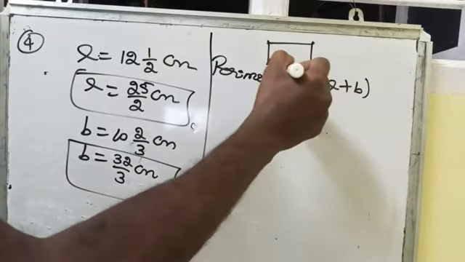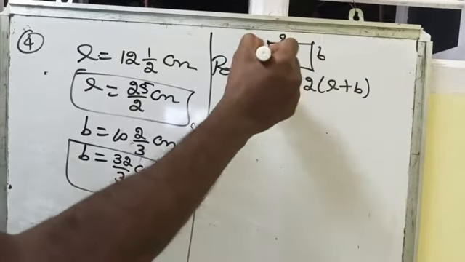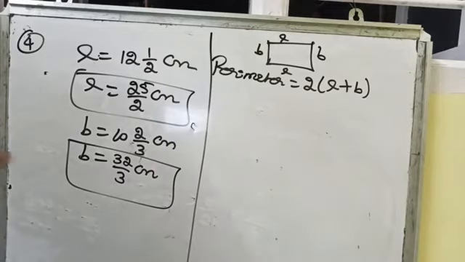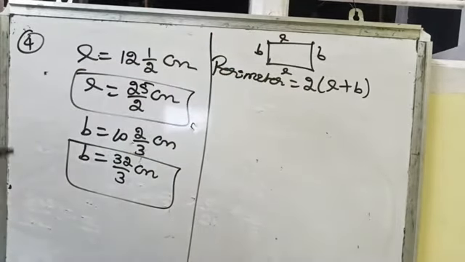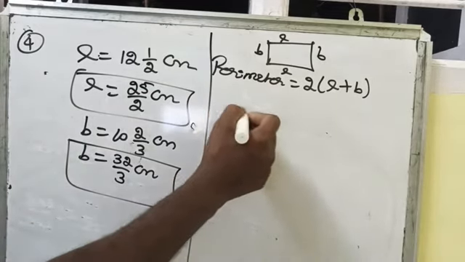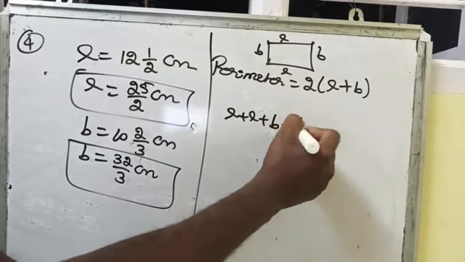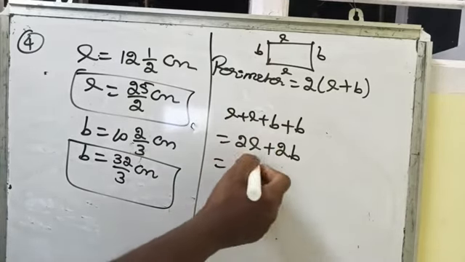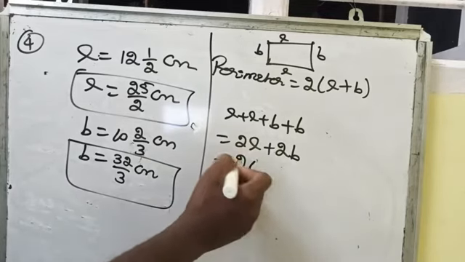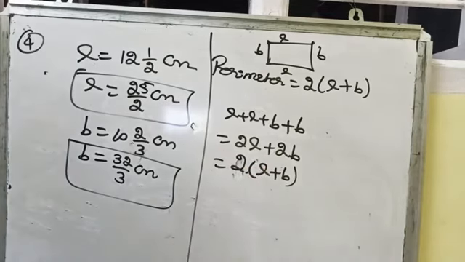In a rectangle, there are two lengths and two breadths. Perimeter is the sum of the lengths of its boundary, so there will be 2L and 2B. Adding L plus B plus L plus B gives 2L plus 2B. You can take 2 common outside, so it is 2 times (L plus B) units. That is the perimeter.